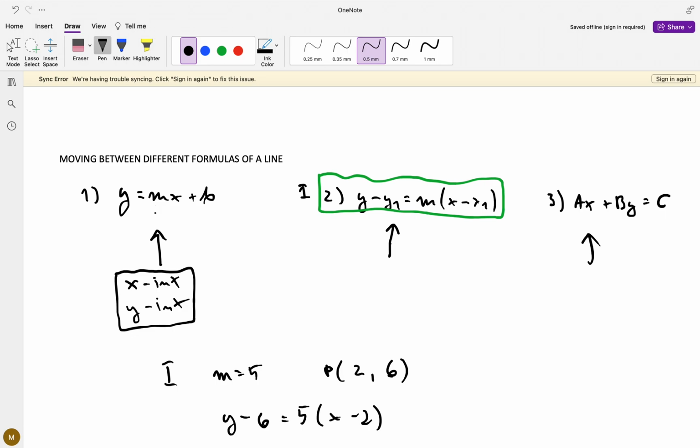Okay, in the next lecture, we're going to learn how to actually graph these lines. See you there.